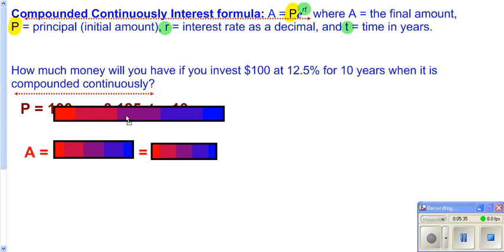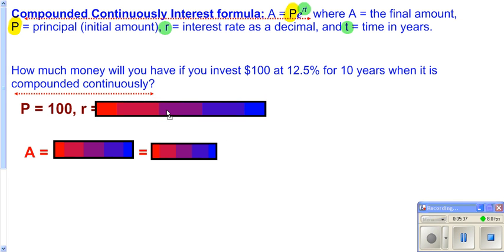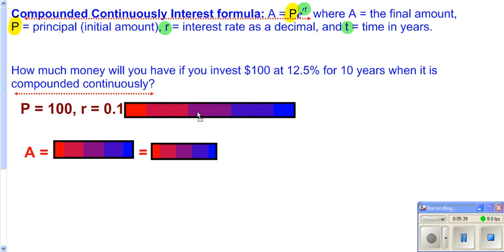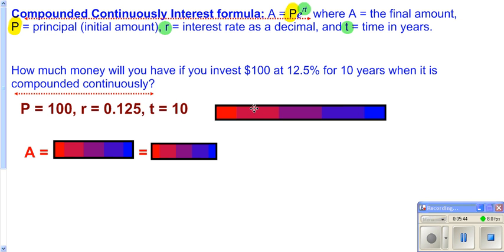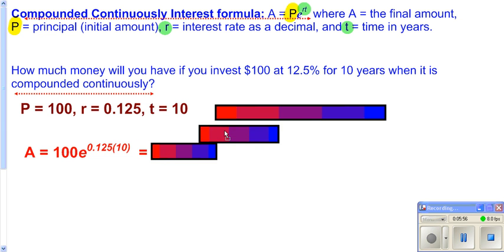Well, looking at our problem, we know P is 100. R, change your interest rate to a decimal. And we know our time. We're then going to go ahead and just plug those into our formula. P is 100. E raised to the power of this. And then we're going to just type that into your calculator.